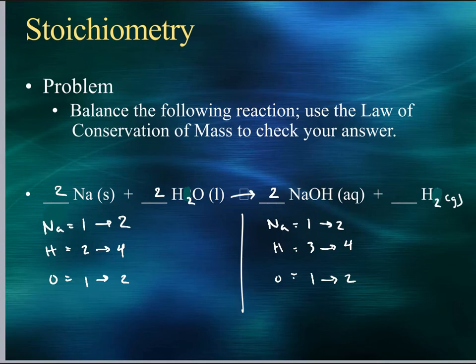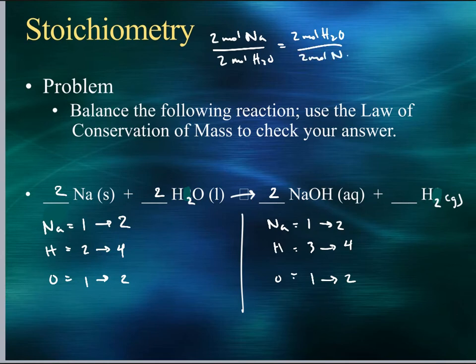Now, as far as ratio goes, I'm going to start writing some of these at the top so I have enough space for it. I could have 2 moles of Na for every 2 moles of H2O, right? Or I could flip that. 2 moles of H2O for every 2 moles of Na. I could have 2 moles of Na for every 2 moles of NaOH. Or flipping that, 2 moles of NaOH for every 2 moles of Na.